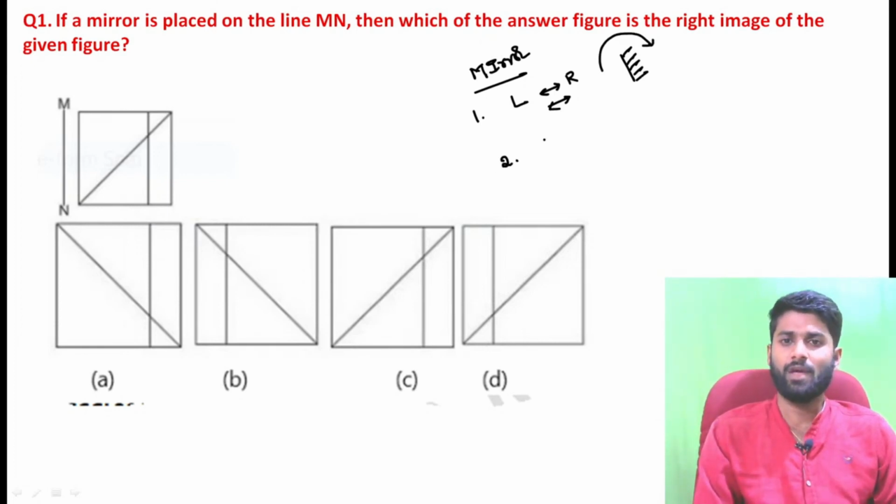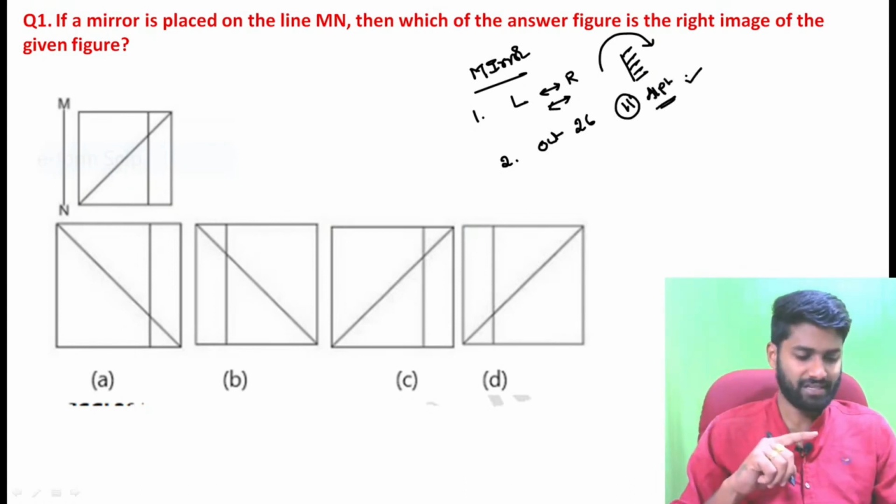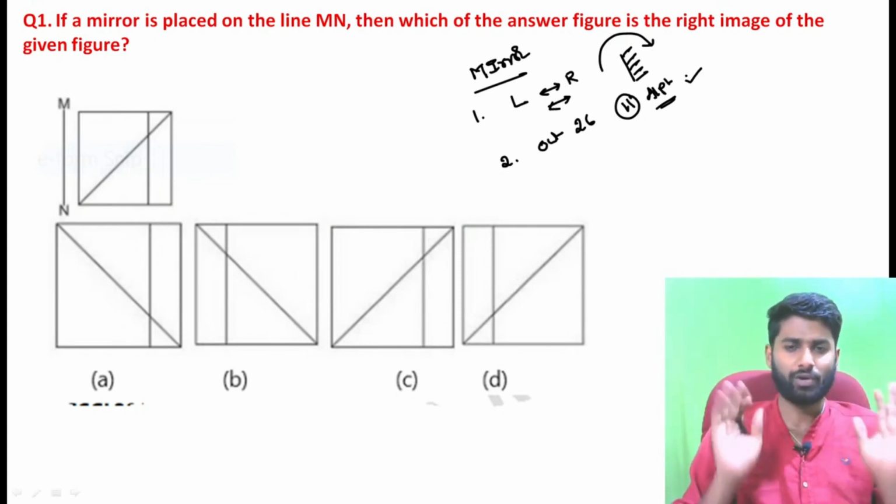Second information: out of 26 alphabets, 11 alphabets are similar in the mirror. That is also a direct question, guys. In the English alphabet, how many alphabets are similar in the mirror? So you can directly choose your answer. Out of 26, we have 11 alphabets which are similar. So these are the two important points.